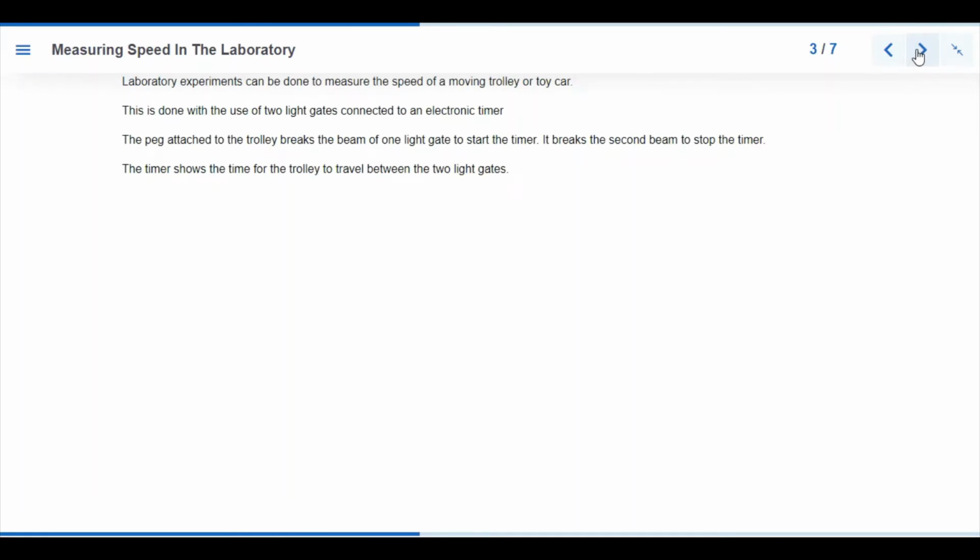Now, measuring speed in the laboratory. A laboratory experiment can be done to measure the speed of a moving trolley or toy car. This is done with the use of two light gates connected to an electronic timer. The peg attached to the trolley breaks the beam of one light gate to start the timer. It breaks the second beam to stop the timer. The timer shows the time for the trolley to travel between the two light gates.